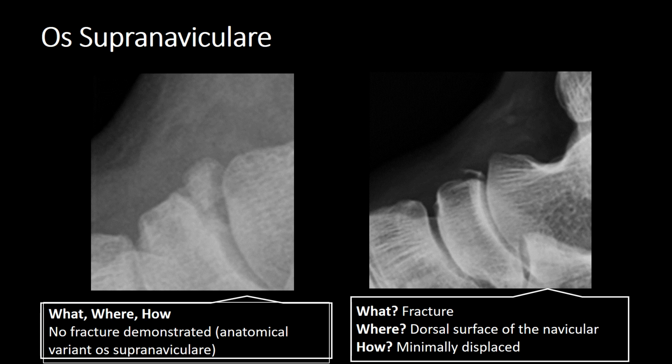So, on the left, what, where, how? No fracture demonstrated. Anatomical variant os supranaviculare. On the right, what is it? Fracture. Where? Dorsal surface of the navicular. How? Minimally displaced. Let's move on.